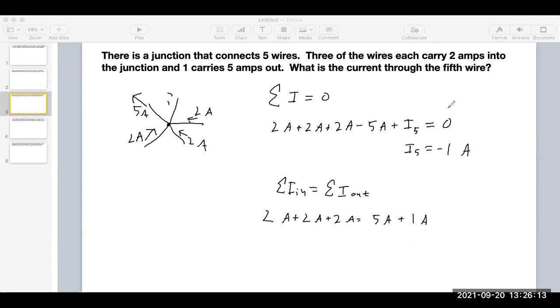Excuse me, Professor, I have a question. In what situation would the current be negative? So it's just like asking in what situation is velocity negative. If you define a certain direction to be positive, moving the other way is negative.